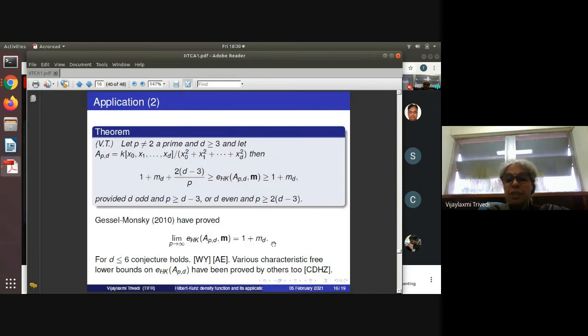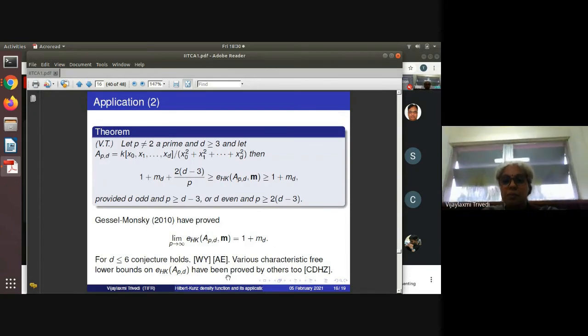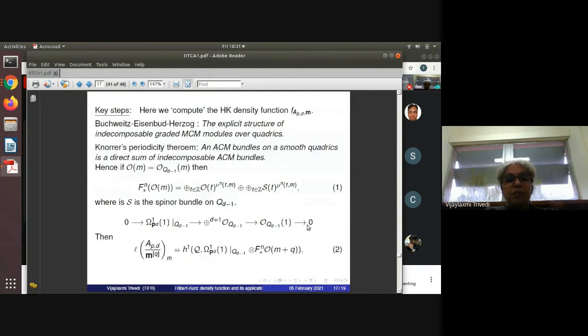Then there were Celikbas, Dao, Huneke, and Zhang, who have given other kinds of lower bounds also. Okay, so this is so far my knowledge of the history.